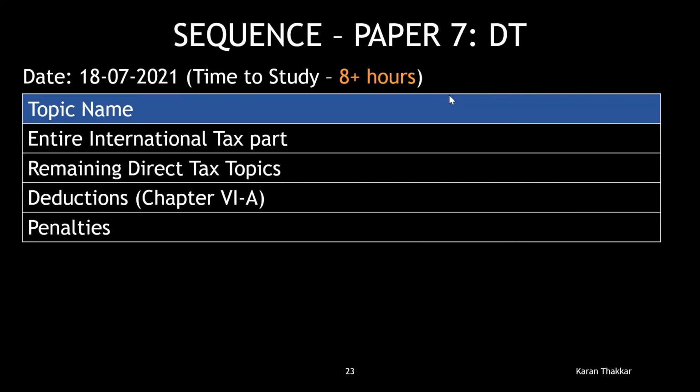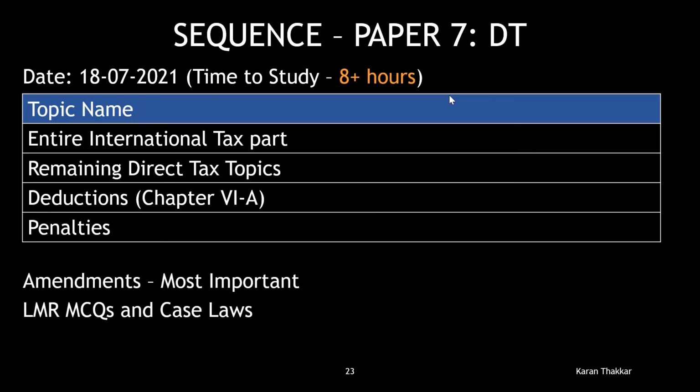On the exam day, first do the entire international tax part. It has 30 marks weightage, so do it nicely. Then do remaining DT topics, and finally you can end with deductions and penalties. Amendments are most important in DT, in fact, in any subject. Have a glance through them at the end. Do LMR MCQs and case laws just before going to the examination center.